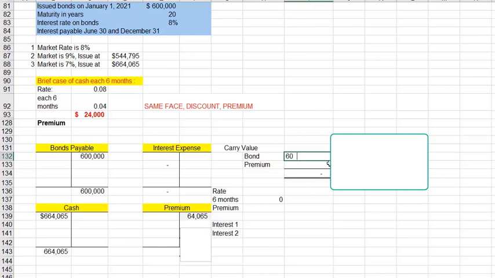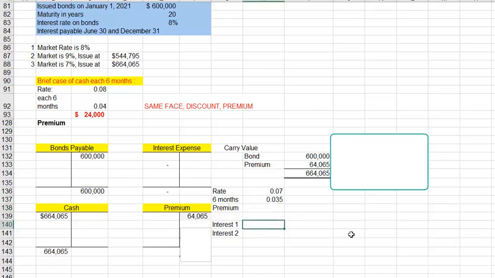Let's look at what this means for paying our interest. Our bond is equal to $600,000. Our premium is $64,065, so our carrying value is the same as the cash that we received. Let's look at how we're going to pay our interest. What rate will we use? We always use the market rate. The market rate is 7%, 0.07. We are going to calculate this divided by 2 to give us our 6-month rate. Remember, that's tricky. Don't forget to divide by 2 if you have a 6-month payment on your briefcases of cash.